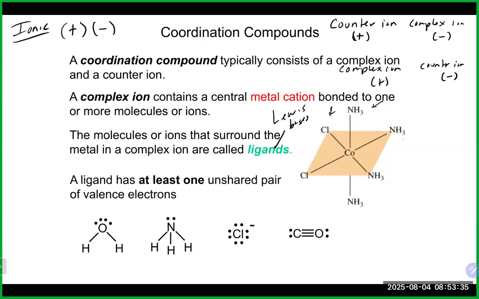If we look at ammonia here, on the nitrogen it has those electrons, and with the chloride, the negative charge. We could think of the cobalt in this case as being more like the Lewis acid. It has a positive charge here, which makes it electron deficient and willing to accept those electrons as they come in.